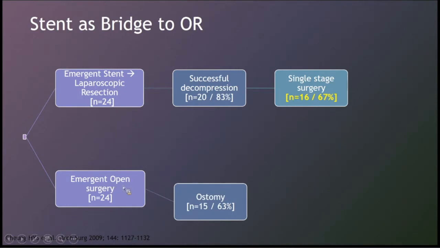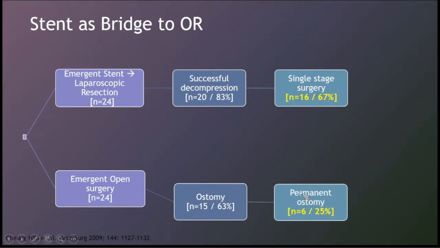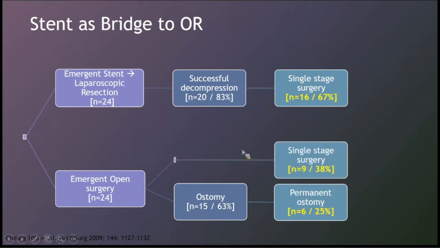In the emergent open group, 2/3 of them got a colostomy, and then about 1/4 of them ended up with a permanent ostomy. And only 38%, 9 of them, had a successful single-stage operation. So you go from 67% in the stent group to only 38%.